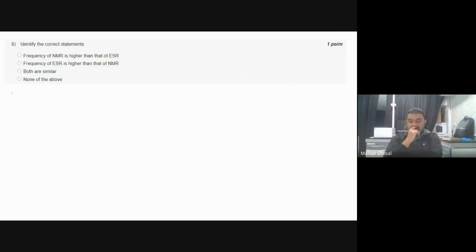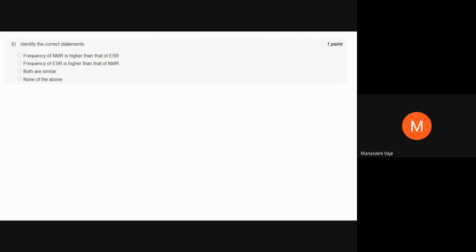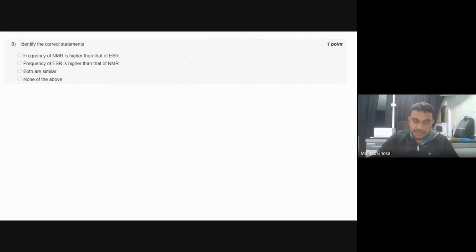So the next question is you have to identify the correct statement. The frequency of NMR is higher than that of ESR. The frequency of ESR is higher than that of NMR. Both are similar, or none of the above. So they are asking whether the frequency of NMR is higher than that of ESR. Okay, fine.